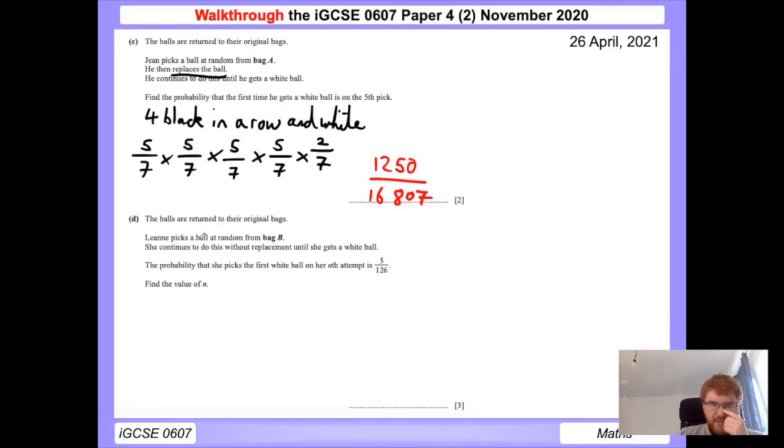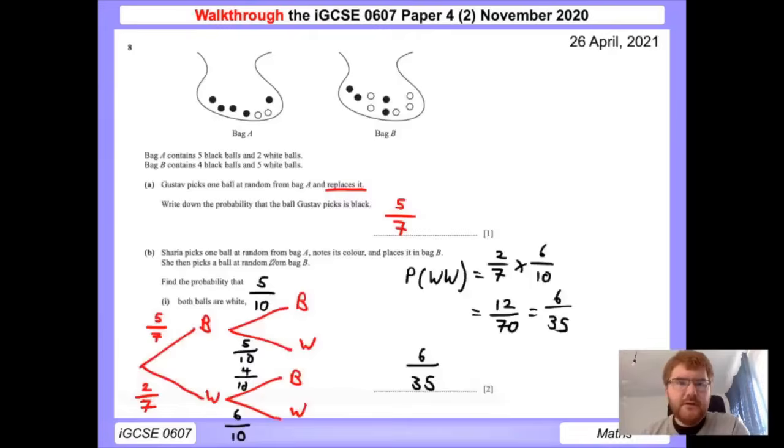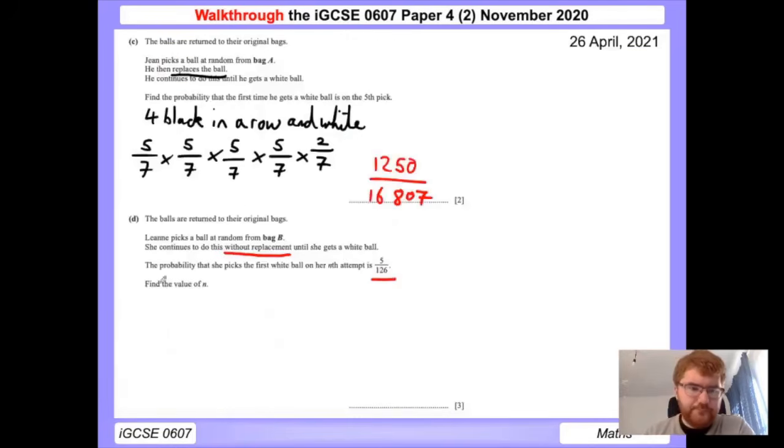The balls are returned to their original bags. Leanne picks a ball at random from bag B. She continues to do this without replacement until she gets a white ball. The probability that she picks the first white ball in her nth attempt is this fraction here, 5 over 126. Find the value of n. I think I would do this by a trial and error procedure. Now notice we've got without replacement, so we need to be a bit careful. So we need to work out the black ball. If we go back, the probability of getting a black ball here is 4 out of 9. Okay, now obviously that's not 5 over 126.